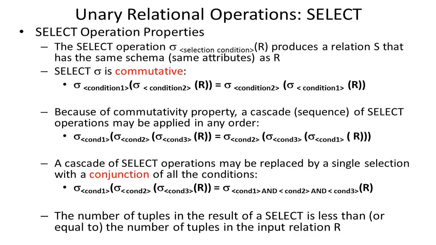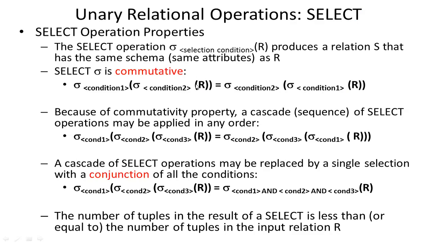So here we see the properties one by one. Select sigma is a commutative property, okay. This property you would have studied in mathematics. Commutative property means you can just replace the condition as you wish, but even if you replace the condition, you will be getting the same result. For example, here sigma condition 1 and sigma condition 2 on R equals sigma condition 2 and sigma condition 1 on R. So during the evaluation, what will happen here?